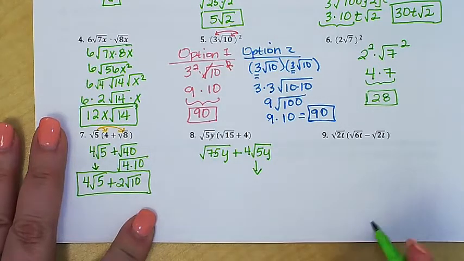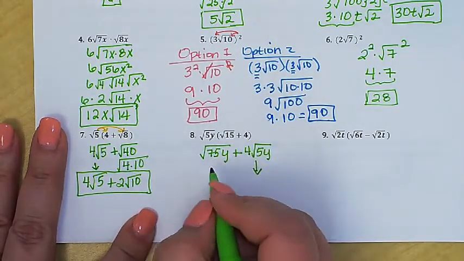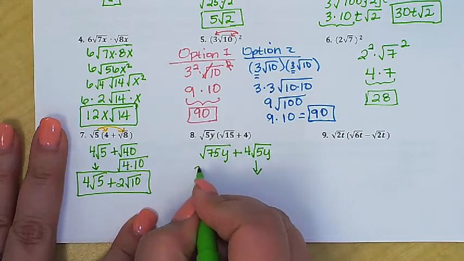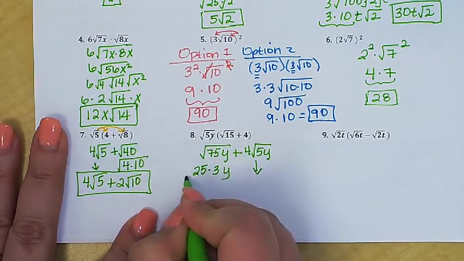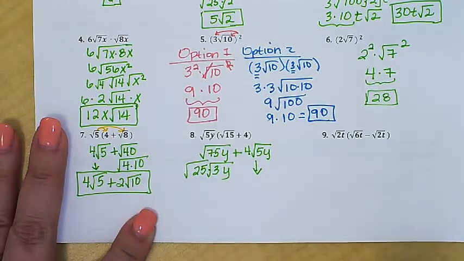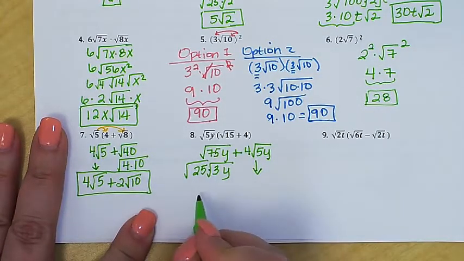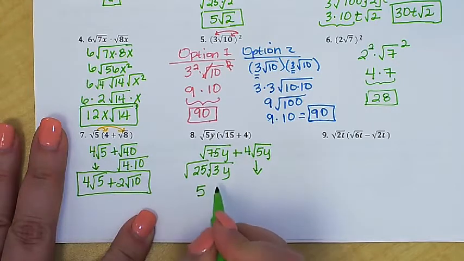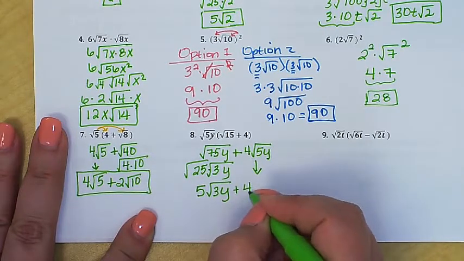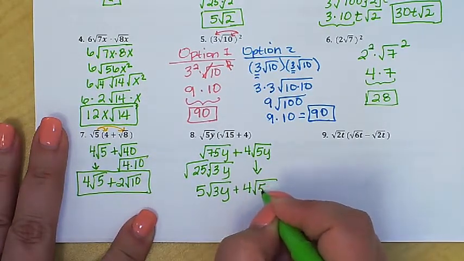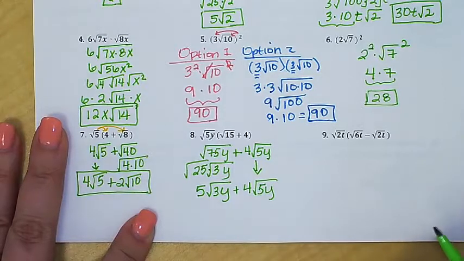25 goes into 75 3 times. So we can split that up into 25 times 3, and then the y, and take the square root of those. So the square root of that 25 comes out, and it's a 5. The 3 and the y are not perfect squares, so they're going to stay stuck inside, and then we just bring this one down. That was already as simple as possible.